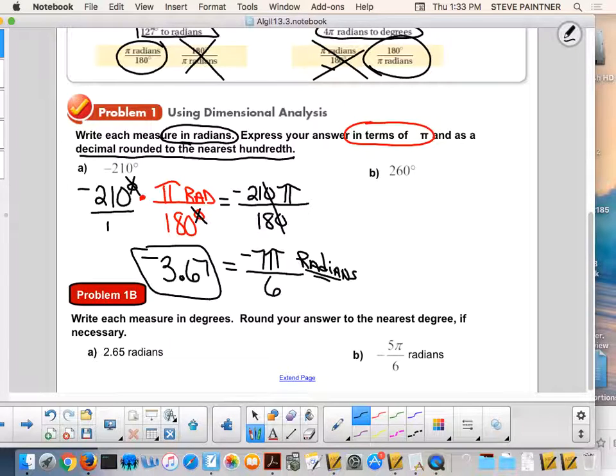Okay, so I did this in terms of pi, then I did this to the nearest hundredth. Okay? Next is for you. Go for it. See if you can get it.